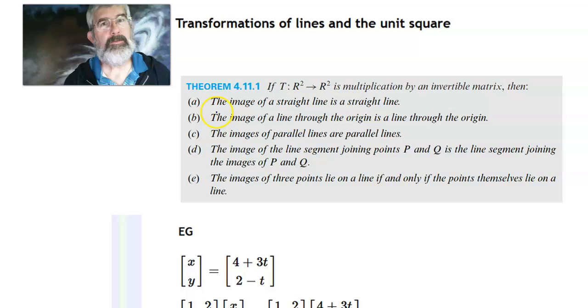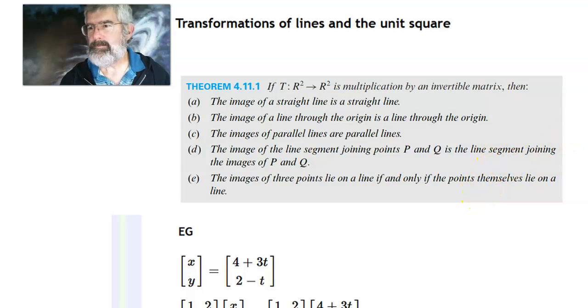The image of a straight line is a straight line. The image of a line through the origin is a line through the origin. The image of parallel lines are parallel lines. The image of the line segment joining P and Q is the line segment joining the images of P and Q. And the images of 3 points lie on the same line if and only if the points themselves lie on the same line. Okay.